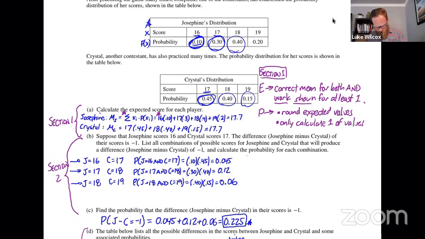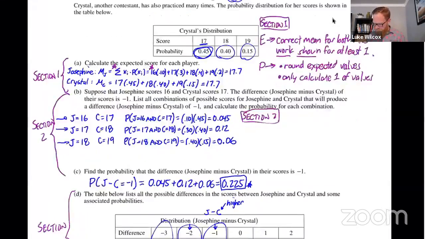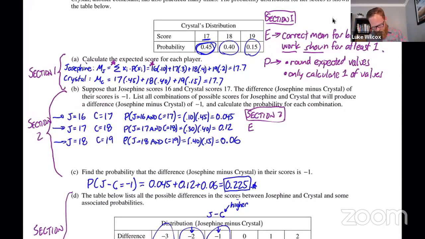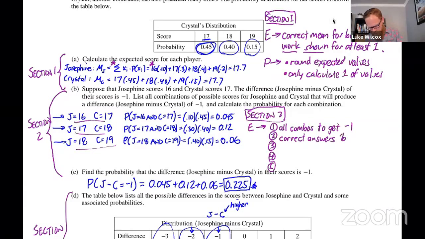Now let's move down to section 2 and talk about what's needed for full credit in section 2. So here's what you need in order to get an essentially correct. This is a pretty long list. There are 5 components that are needed for full credit here. Component number 1 is that you have to have listed all combos to get a difference of -1. Well, that's what we did here. There were 3 different combinations that would give you a difference of -1. Component 2 is that you have to have the correct answers for part B. And there were 3 answers for part B, this one, and this one.